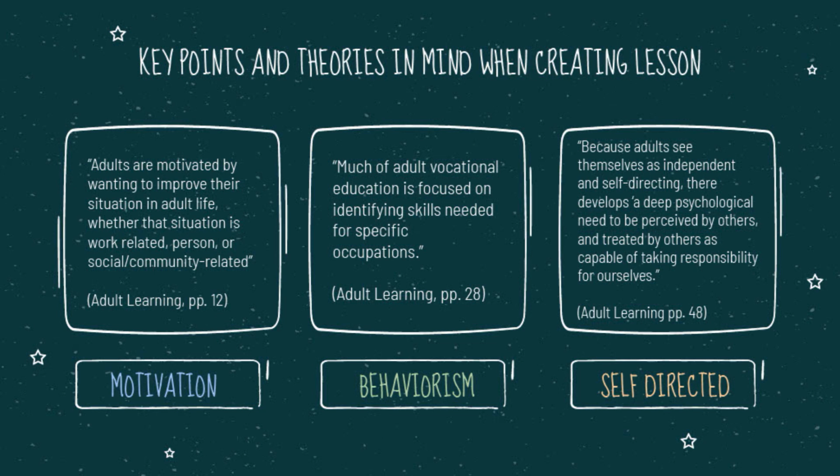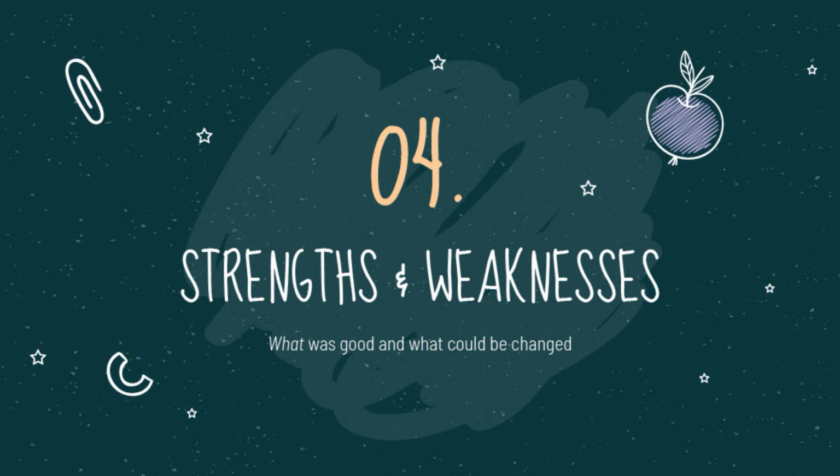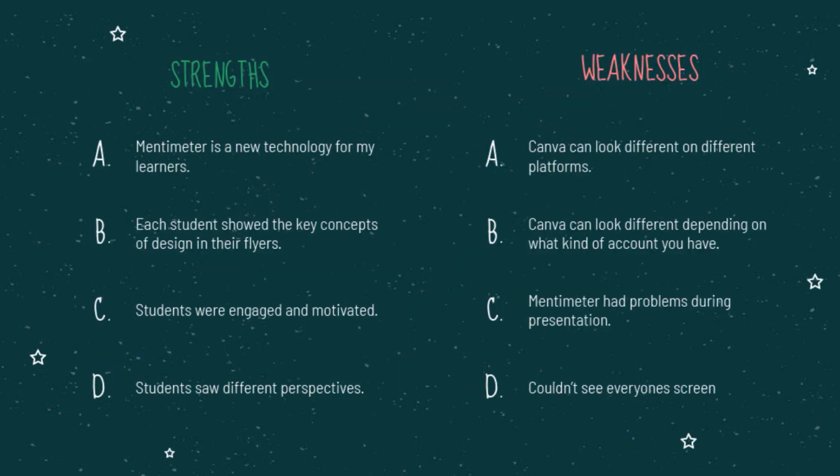So making sure that I'm treating them in that way, letting them assess their own journey, letting them create it the way they want with no constrictions, but giving them those elements that they need to include in there, but the rest is on themselves, and they have the responsibility of asking for help and having that experience the way they want it to. As far as strengths and weaknesses, what was good and what could be changed.